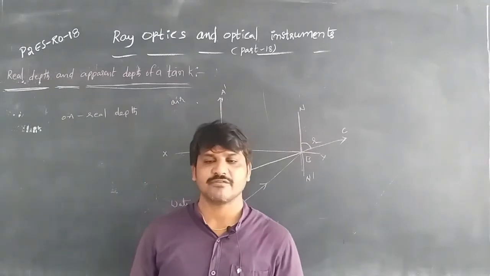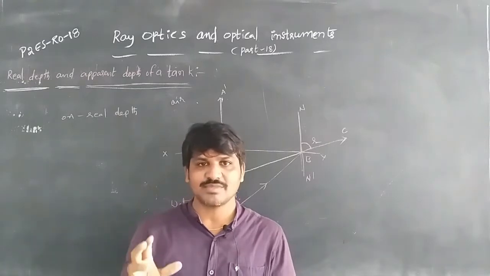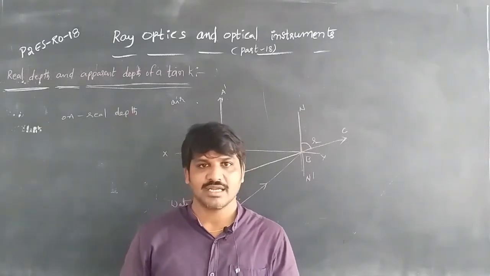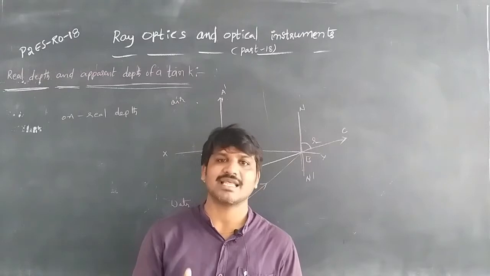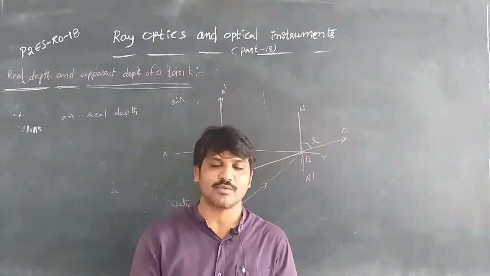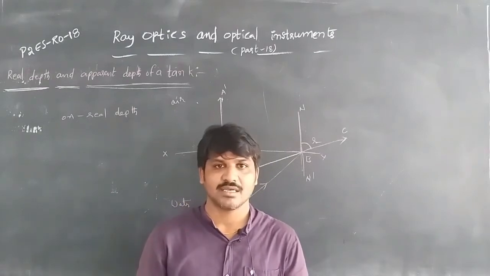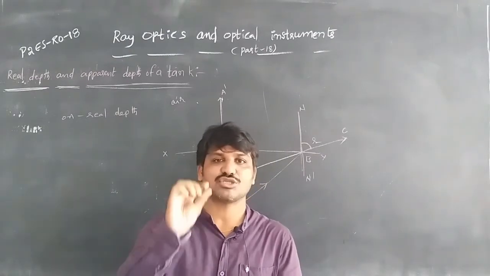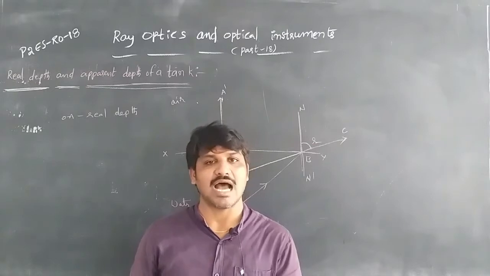Apparent depth means when we see the object from the surface of the water, it appears less deep than it actually is, because a virtual image is formed above the real depth. The depth of the virtual image from the surface is called the apparent depth.